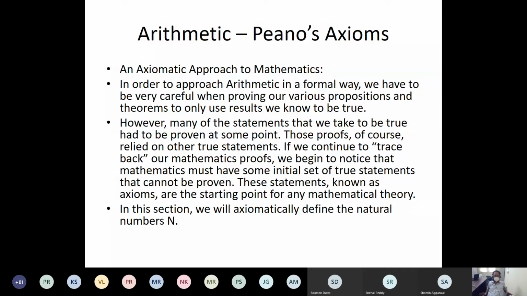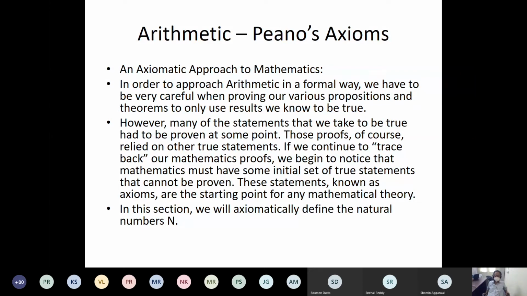So this is the axiomatic approach to mathematics. In order to approach arithmetic in a formal way, we have to be very careful when proving our various propositions and theorems to only use results we know to be true. When you prove this, naturally this becomes a result which you know to be true, so that in later proofs you can use this particular one. But for this particular one, you are allowed to use only those things which you know to be true.